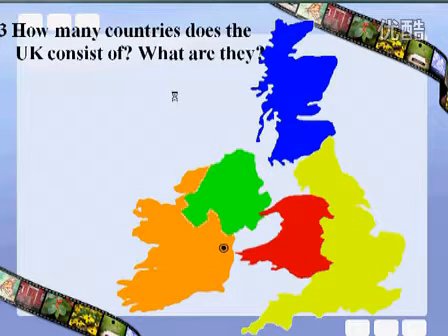Now, how many countries does the UK consist of? What are they? Maybe some students are confused by this question. Maybe you have said that. How many countries does UK consist of? Okay, countries. 同学会有疑惑说，在英国有多少国家？英国不就是一个国家吗？Okay, now you'd better pay attention to this.